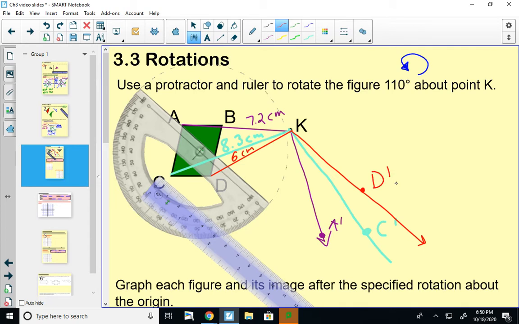And just for the sake of time, I'm not going to measure out B, but you would actually do that. We're going to say my rotated image looks something like that.